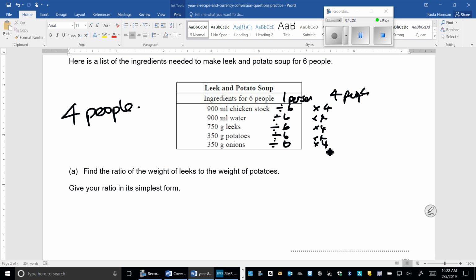If it was 24, you'd say how many lots of 6 go into 24? How many lots of 6 do you get? 4. So what would you do with all of these numbers? Multiply by 4. Okay?